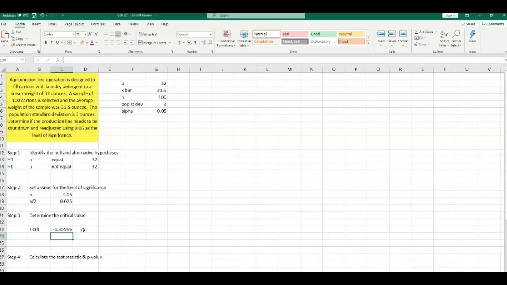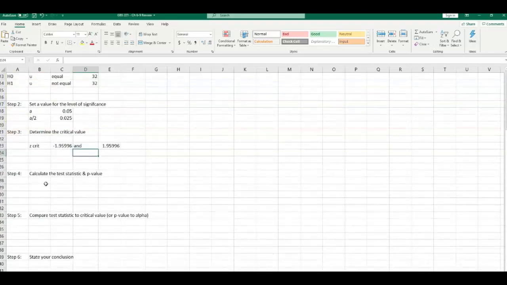Now, we said it's two tails, right? So that's going to be the one tail. The other tail is the positive version of that z-score. So we have two different critical values. We have our negative 1.96 and we have our positive 1.96. So those will come back into play later on in this hypothesis test. Next up, we need to calculate the test statistic and the p-value.